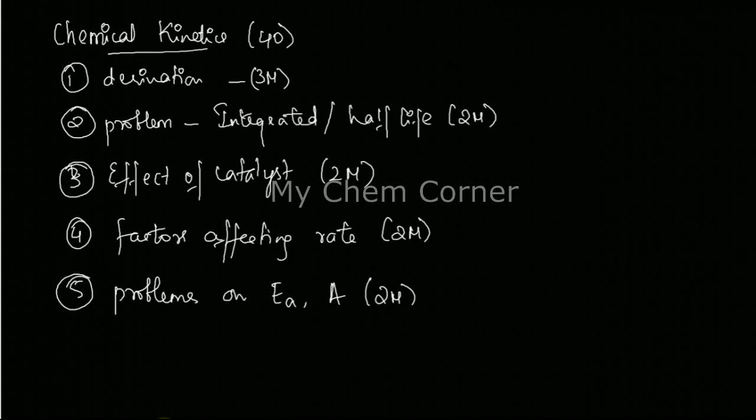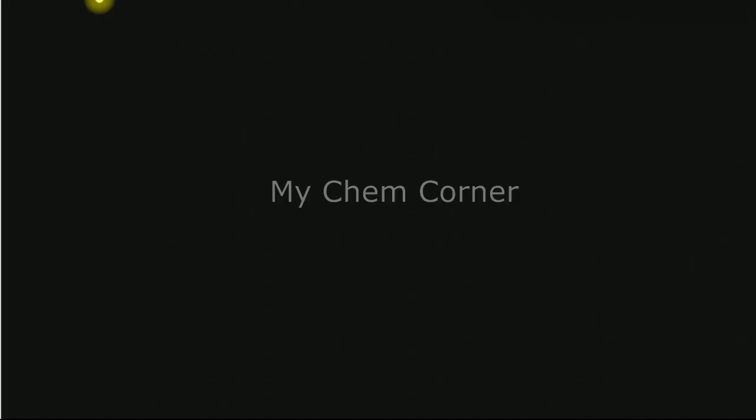Alright, so these are possible questions, but these two are sure shot questions. These are the types of questions that are asked in chemical kinetics. Now the next one is going to be on surface chemistry. That is the last chapter under physical chemistry. This is going to be question number 41.